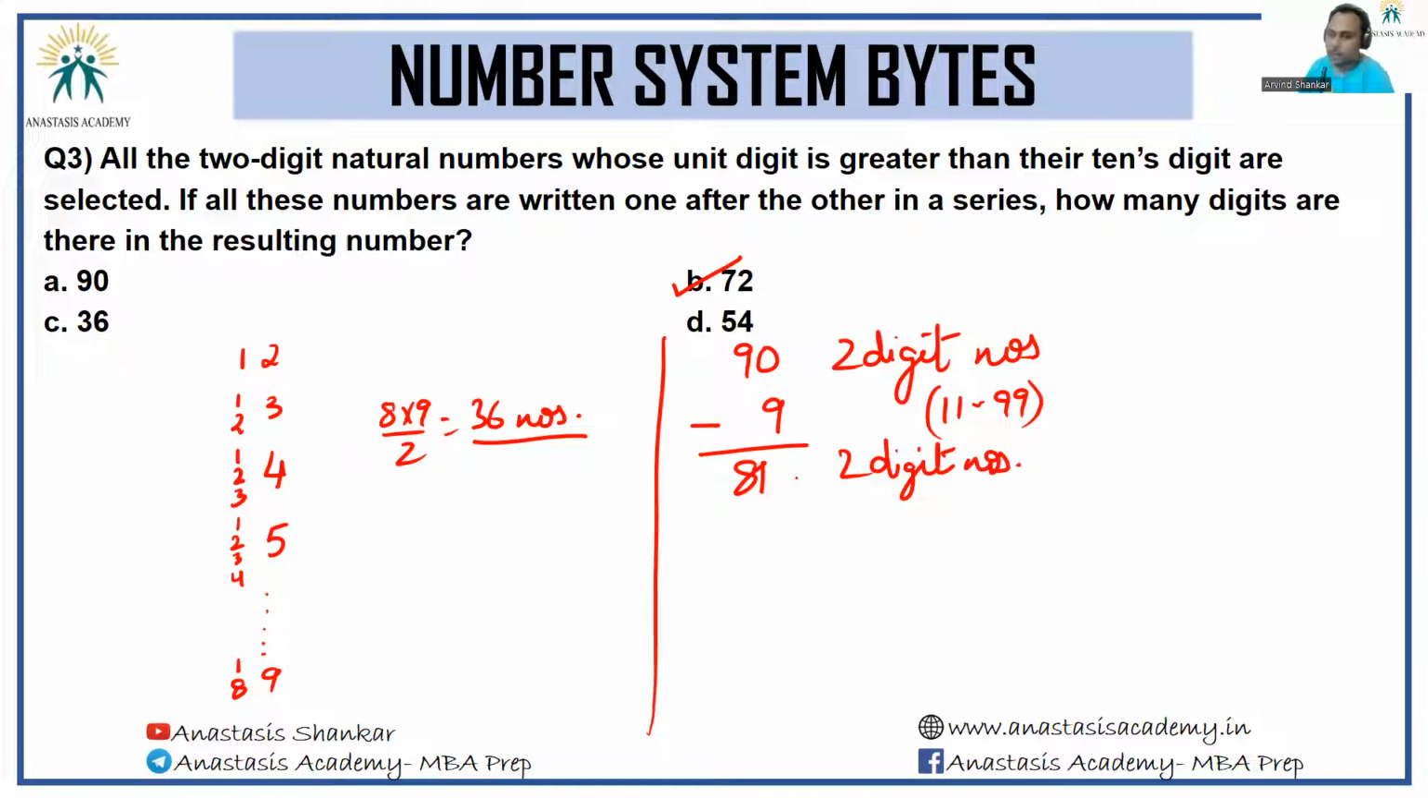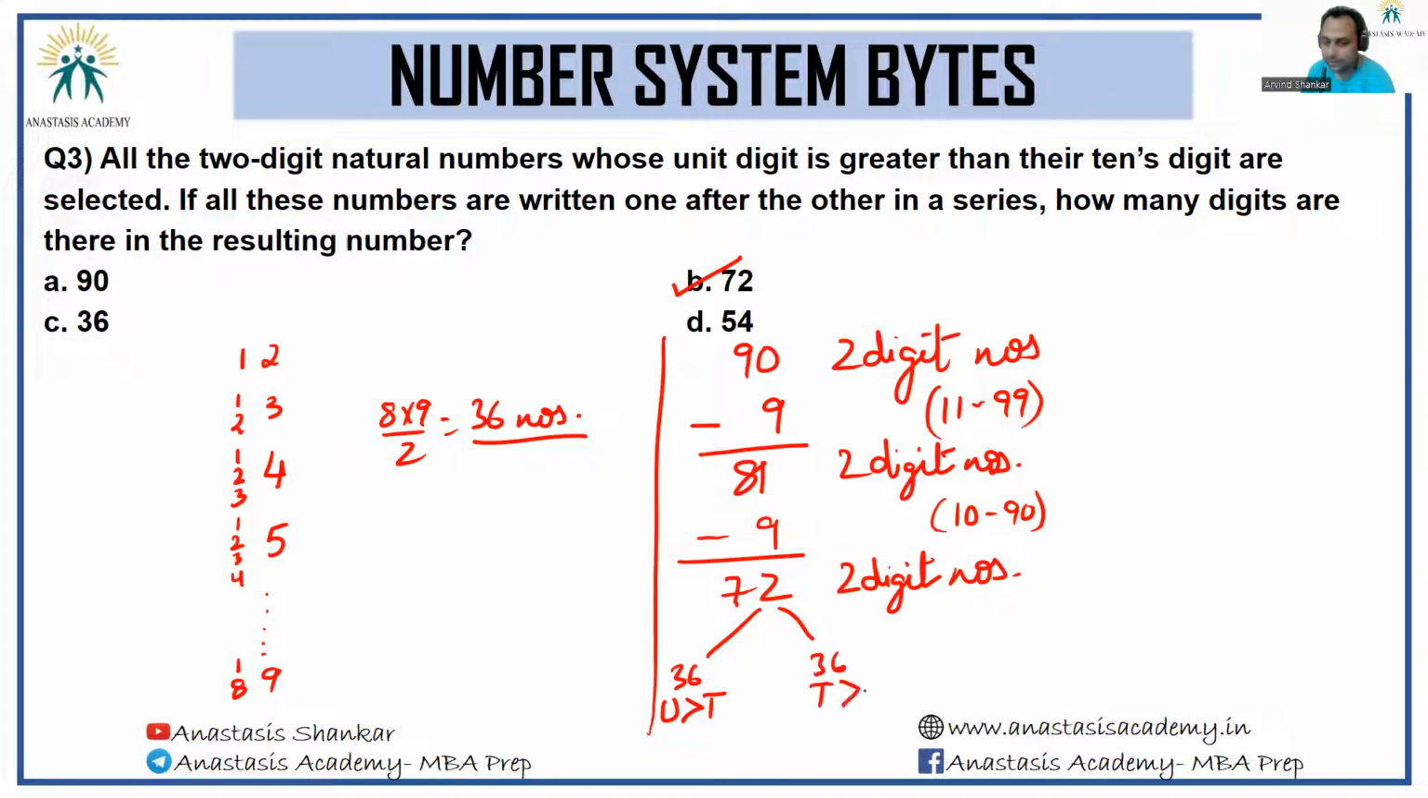Now within these 81 2-digit numbers, you would have 9 cases when it is 10 or 20 or 30 or 40. So remove those 9 cases for numbers 10 to 90. Now we are left with 72 2-digit numbers. Now of these 72 two-digit numbers, 36 of them will have unit digit greater than tens digit, and 36 of them will have tens digit greater than units digit. So this group has to be ignored. This is the group we are concerned with. How many digits here? Again, 72. You can think both ways, and it is pretty much equally efficient.